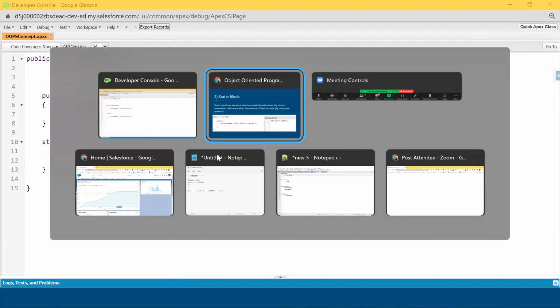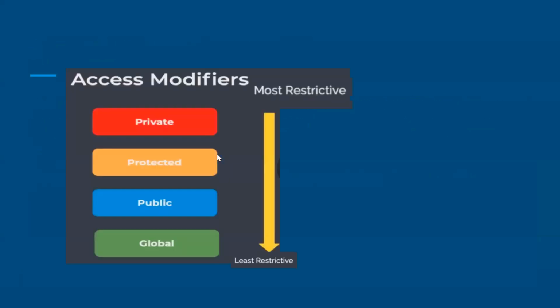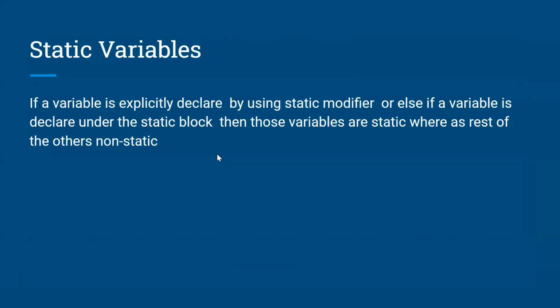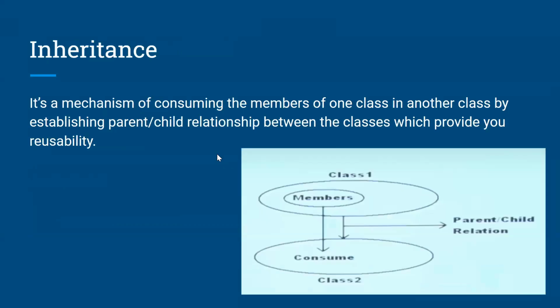Okay, now static method. You can call a static method with the help of the class name as well, but we have less time. So let me come to my main topic, which is inheritance. Okay, so inheritance, polymorphism, abstraction, and encapsulation, everything I will show you here.